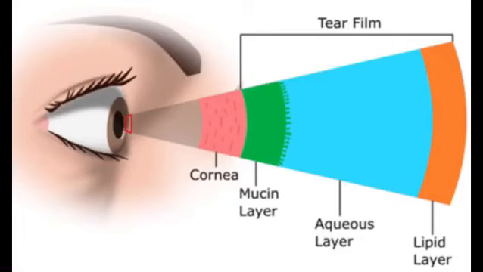So what are the three layers of the tear film? The outer oily lipid layer secreted by the meibomian glands. Then comes the watery aqueous layer secreted by the lacrimal glands, and the inner mucus layer secreted by the epithelial cells of the conjunctiva.